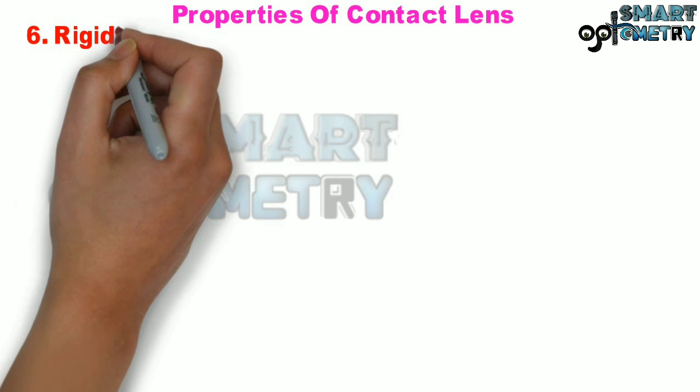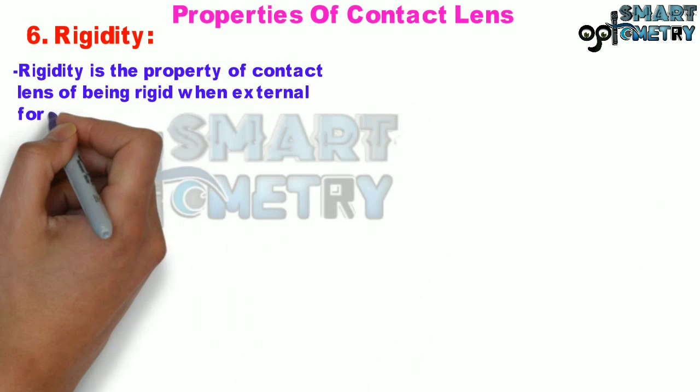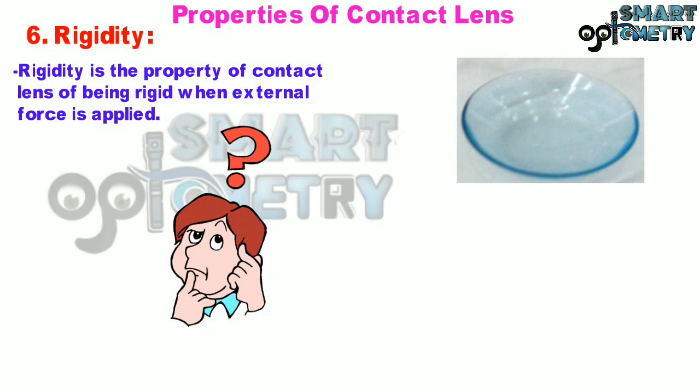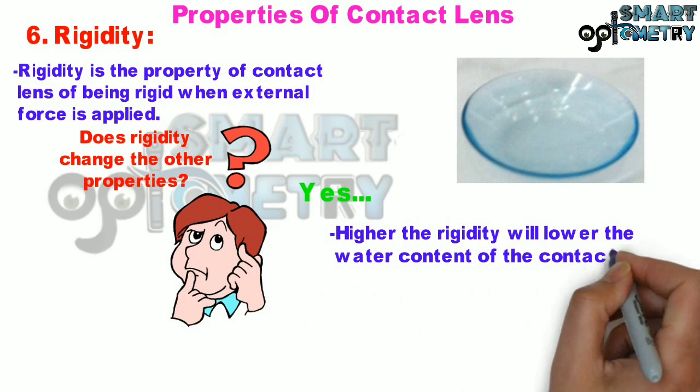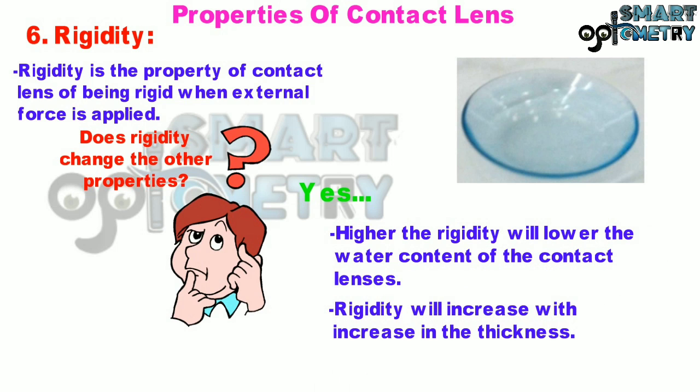Now let's discuss rigidity. Rigidity is the property of a contact lens of being rigid when external force is applied. You might be thinking, does rigidity change the other properties? Yes, higher rigidity will lower the water content of the contact lens. Rigidity will increase with an increase in thickness.